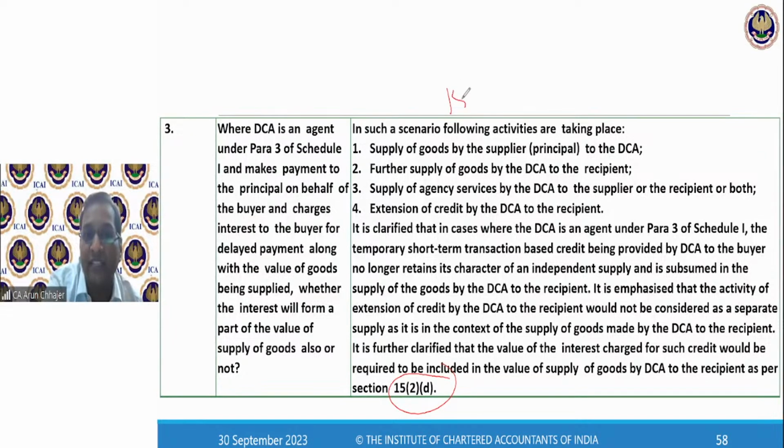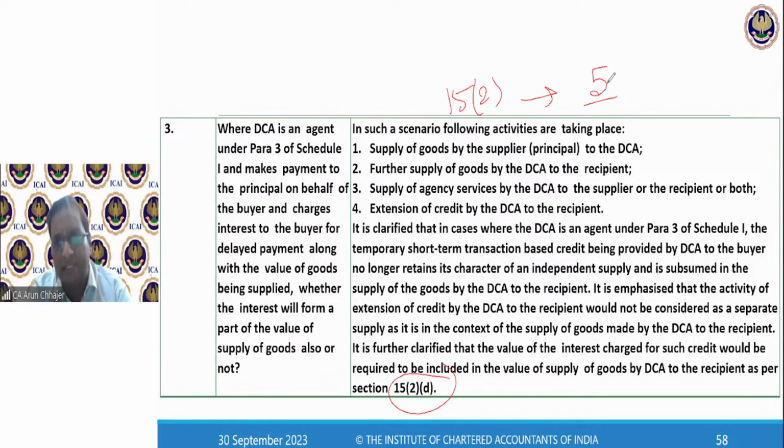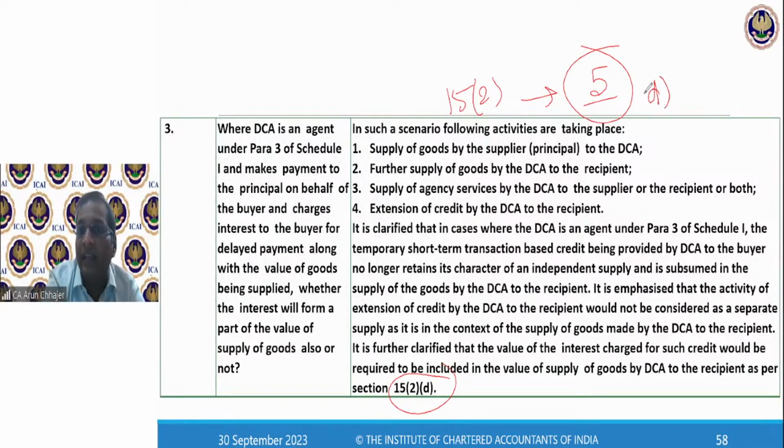there is a concept of section 15 subsection 2, which talks about adding 5 things in the value. So one is taxes, one is any other charges, another is payment on behalf of the principal. So you will read the 5 things which are to be added in the value as per 15 subsection 2, wherein clause D talks about interest, late fees or penalty for what? That is important: for the delayed payment of any consideration.